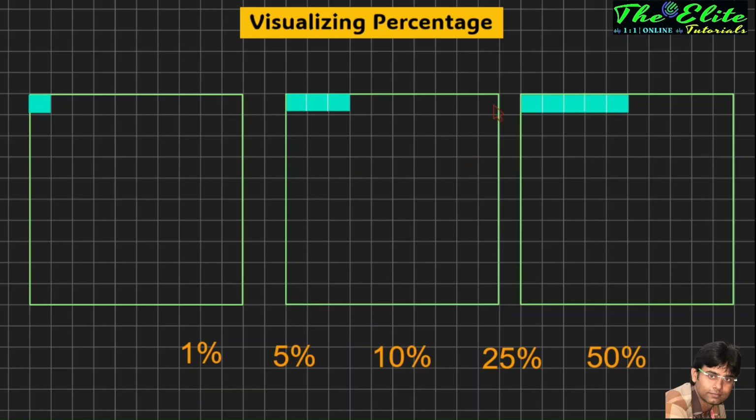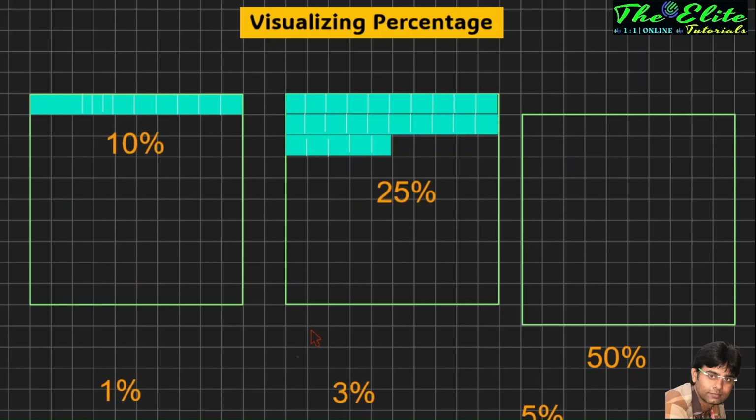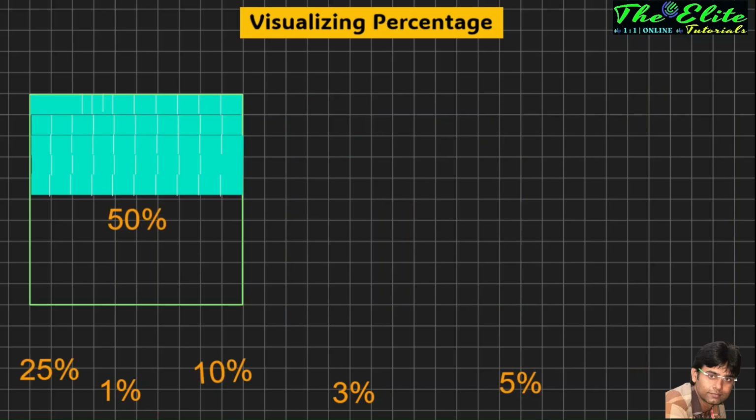Similarly, if we shade 5 boxes out of the whole 100, this is a visualization of 5%. This one was 1% and this one was 3%. So you can see how 1% of the whole box appears, likewise 3%, 5%. Similarly, we can think of 10%, it will look like that. 25% will look like this, and 50% will appear like this. So we have learned how to visualize percentage.